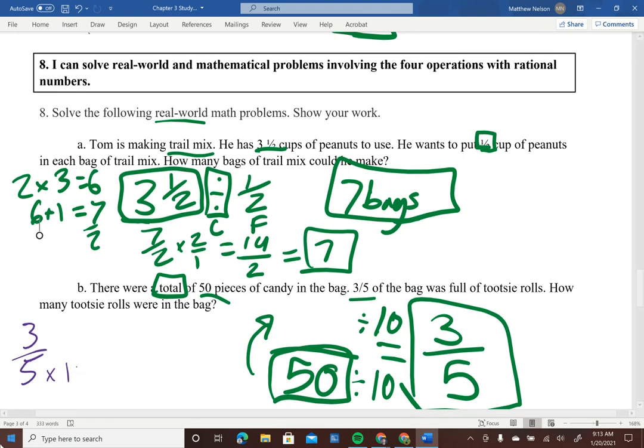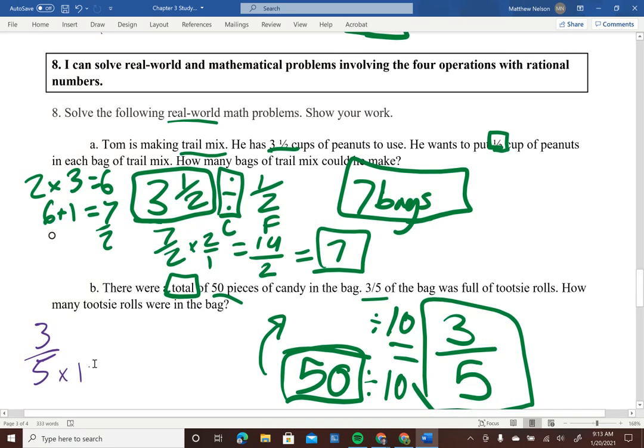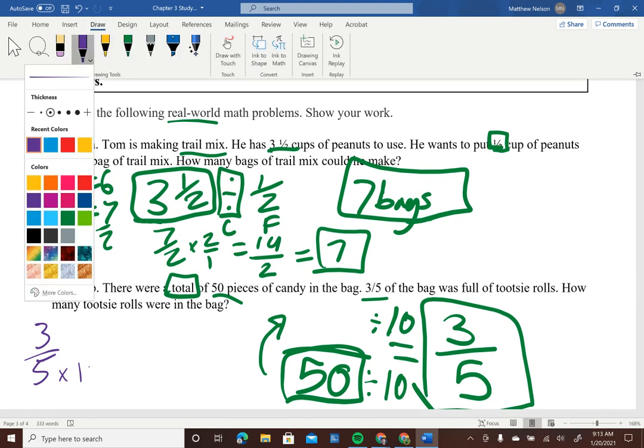Oh, trying to draw here, something's going on. Try this one more time.